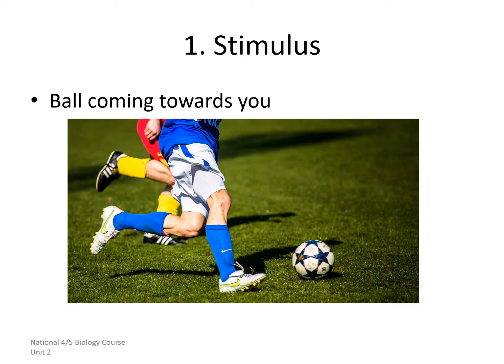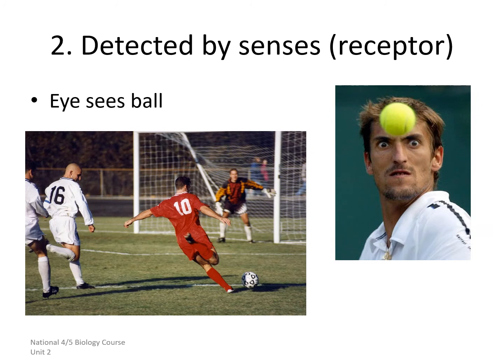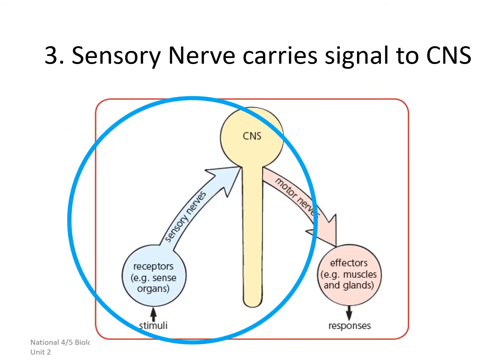An example of a stimulus is a ball coming towards you. So what sensory organ would detect a ball coming towards you? So this would be detected by the receptors in our eyes. So it would trigger the receptors in our eyes. Then the information about the ball coming towards us would be passed from the receptors to the sensory nerve, which would carry this electrical impulse message to the CNS.